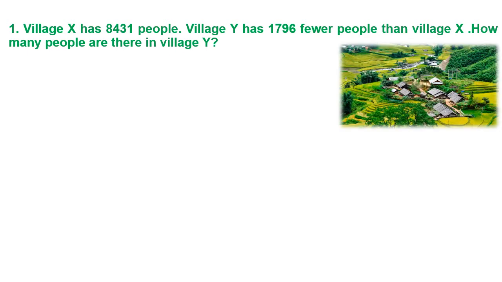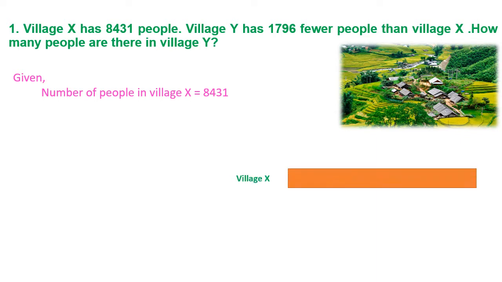So the first step is to note down all the information that is present. The first information given by the question is number of people in village X is equal to 8,431. Now let us represent this with the help of a bar model. So here is village X, which is represented by this orange bar and which has a value of 8,431.